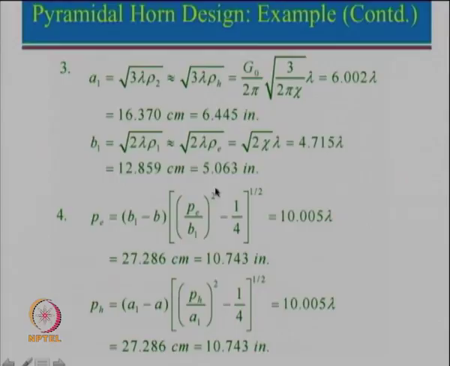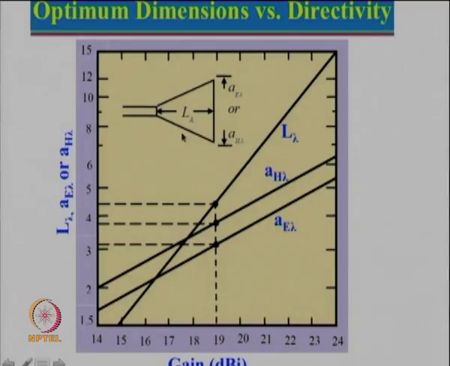Now, one thing is you can do all of these equations, or there is an alternate, very fast way. This particular curve is given in the Cross book. It is always a very good idea that you read different books and different journals, so that you can get things quickly. What this particular book says is that this is the plot here, which is gain, and all the other dimensions are shown in this particular direction here.